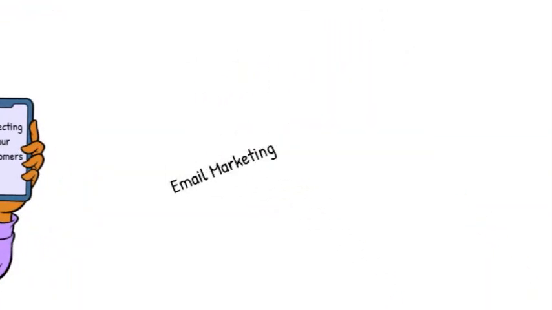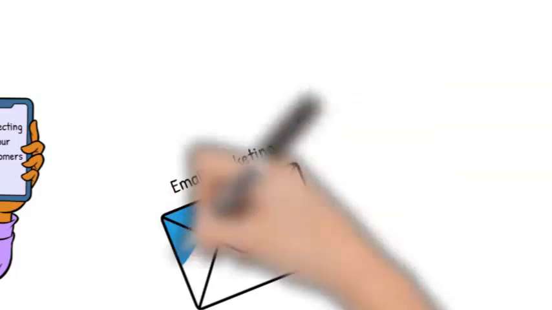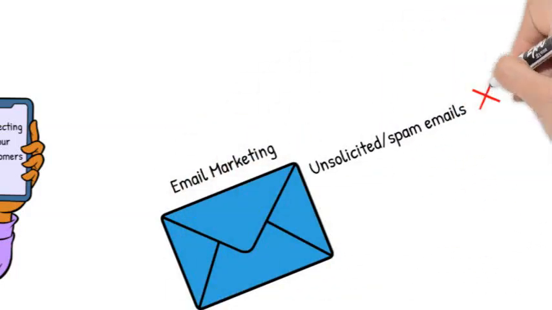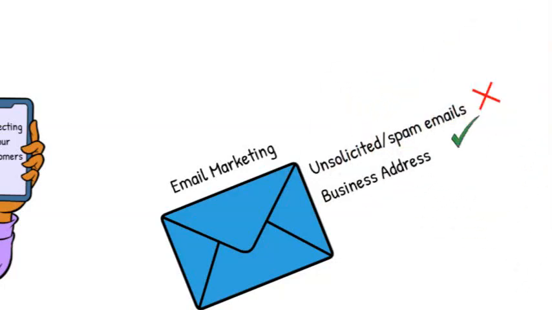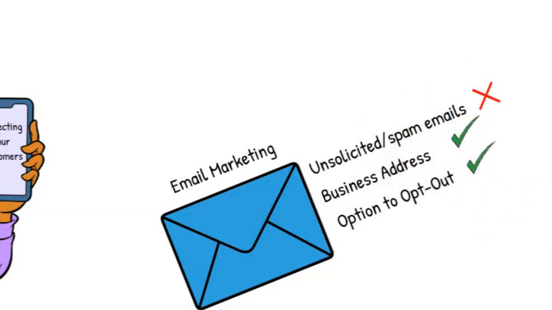Email marketing. For many years, many countries have passed various laws to cut down on unsolicited and spam emails. These laws typically require businesses to avoid deceptive content and ensure a business address is provided, as well as giving recipients an option to opt out, which must be honored.